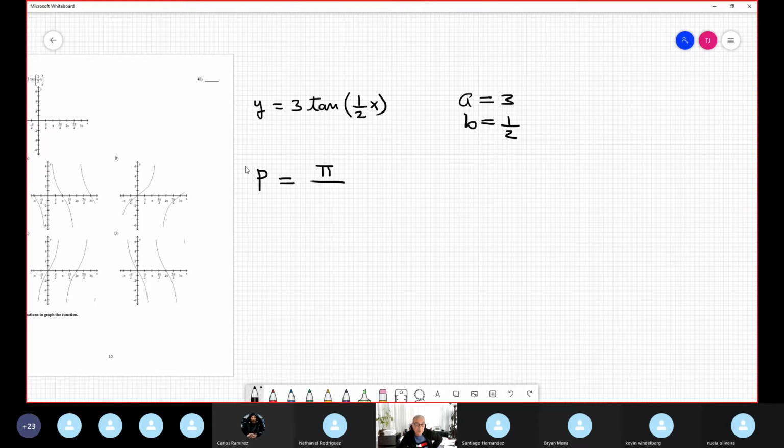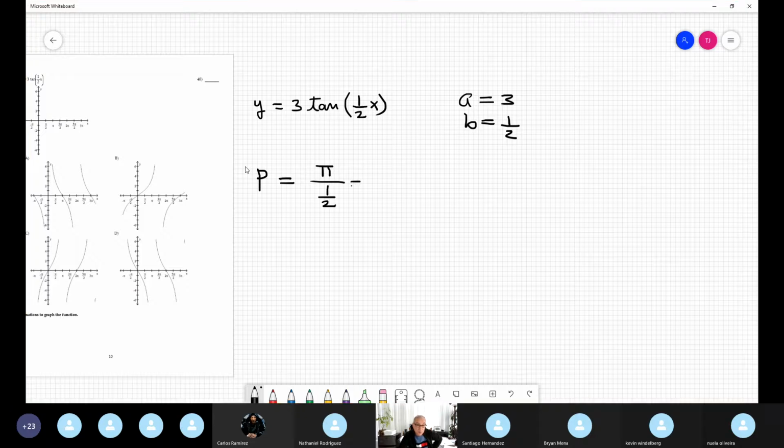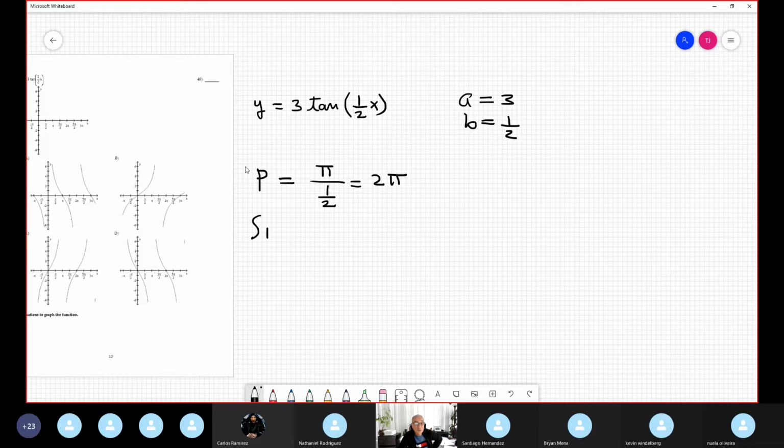Divided by 1/2. Okay, so you flip that, it's 2 pi. And the subinterval width is the period divided by 4. So 2 pi divided by 4 is pi over 2. Pi over 2. Pi over 2.